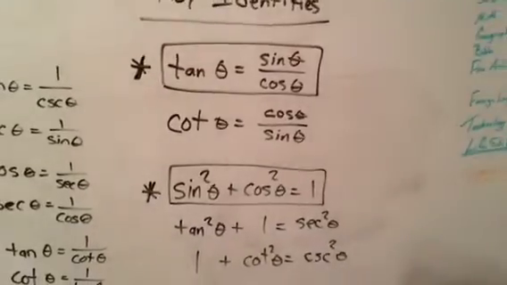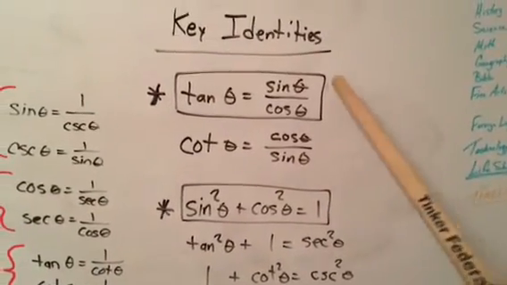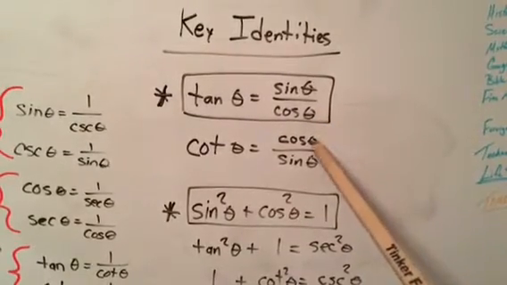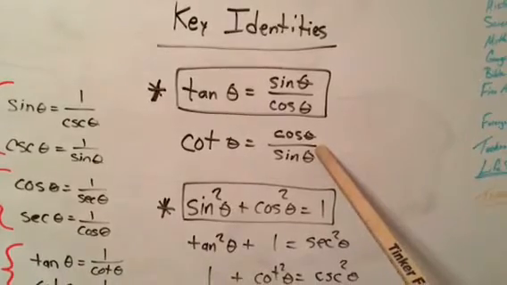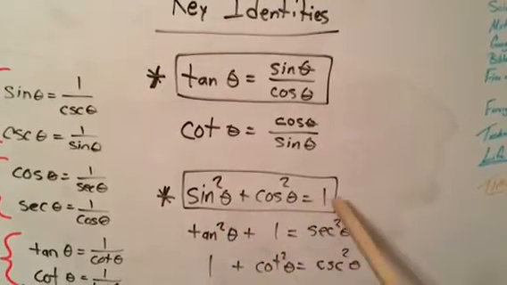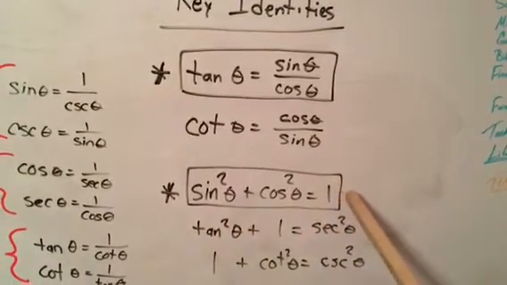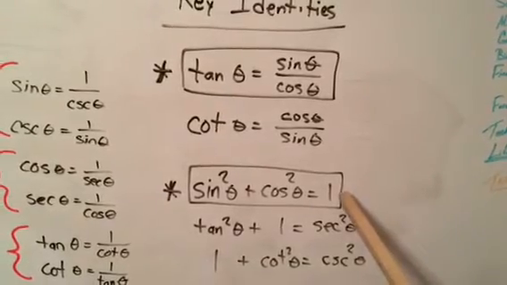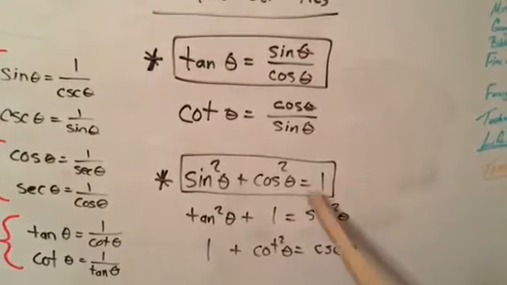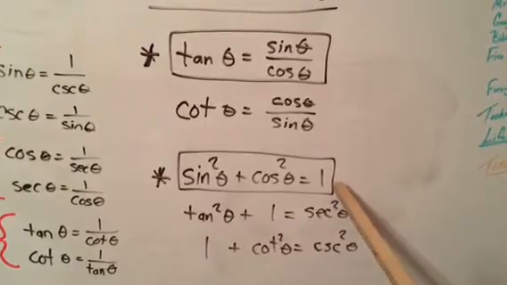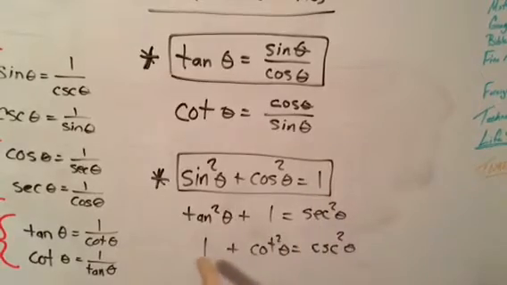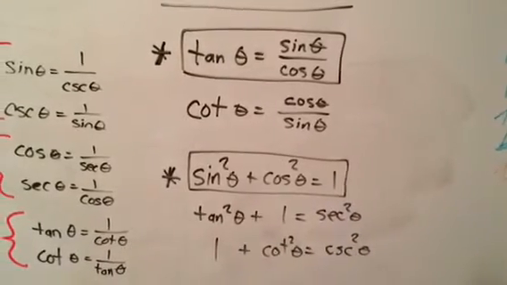And then our other key identities, especially the two boxed off, we know that tangent is sine divided by cosine. Of course, cotangent being the reciprocal of tangent, we get cosine divided by sine. The Pythagorean relationship between sine and cosine is that sine squared plus cosine squared is equal to 1. The other two relationships are derived from this one by dividing everything by cosine squared to get the second line and dividing everything by sine squared to get the bottom line. Memorize these.